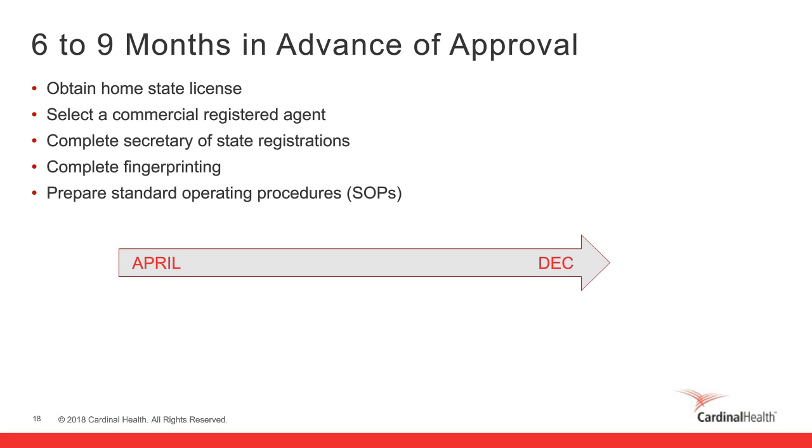Additionally, now is the time to select a commercial registered agent. Many states require these providers to ensure local representation to receive service of process if a lawsuit is initiated in a state where your product is being distributed. Several states require that your company register as a corporation with the Secretary of State. This simply allows your company to do business in their state.